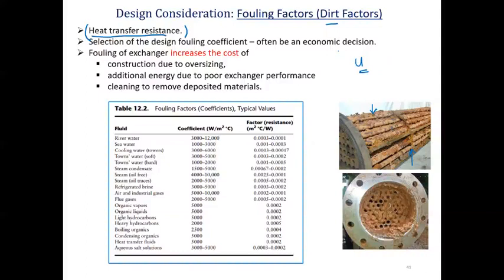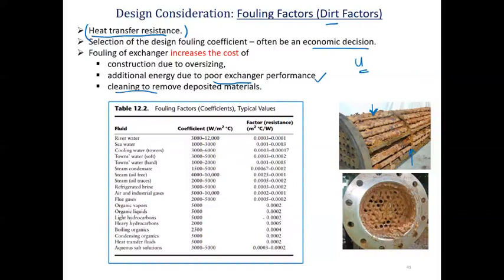Okay, the selection of the design fouling coefficient is due to the economic decision after we consider the allowance, especially to decide the thickness of the tube and the shell, and also the shell bundle clearance. So basically, we may consider the allowance based on the dirt factor as well. Okay, the fouling of the exchanger will increase the cost in terms of construction due to oversizing, or additional energy due to poor exchanger performance, and also the cleaning to remove the deposit material.